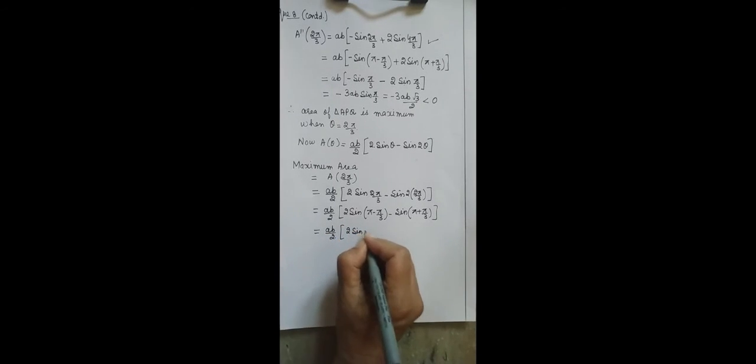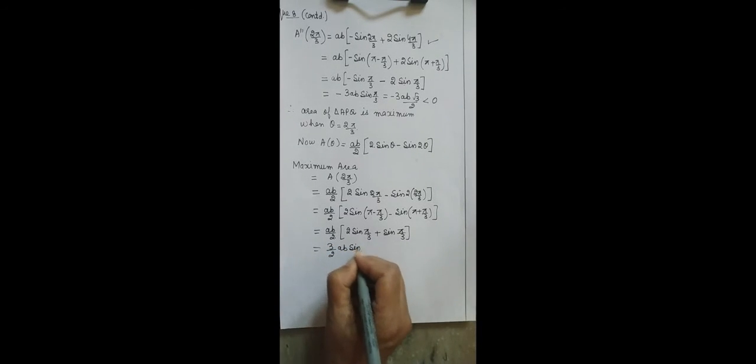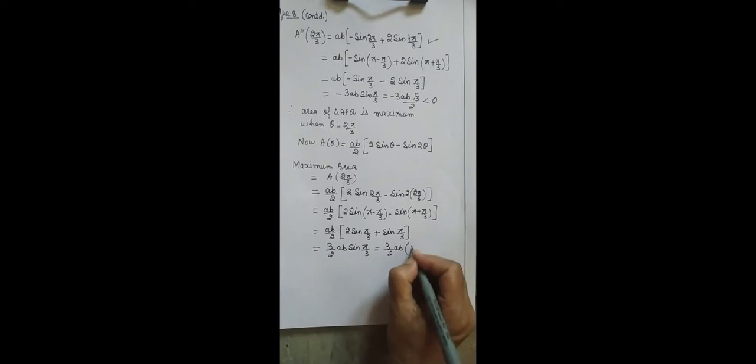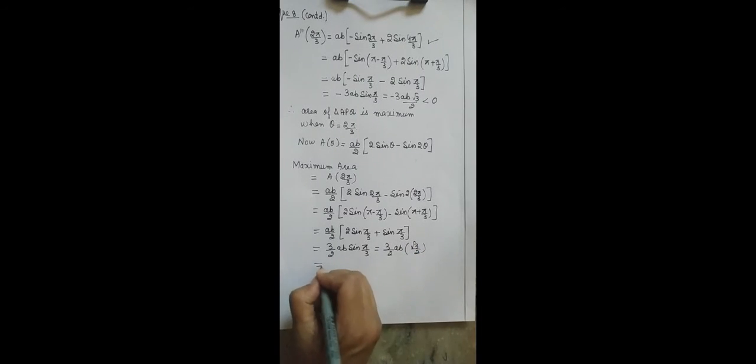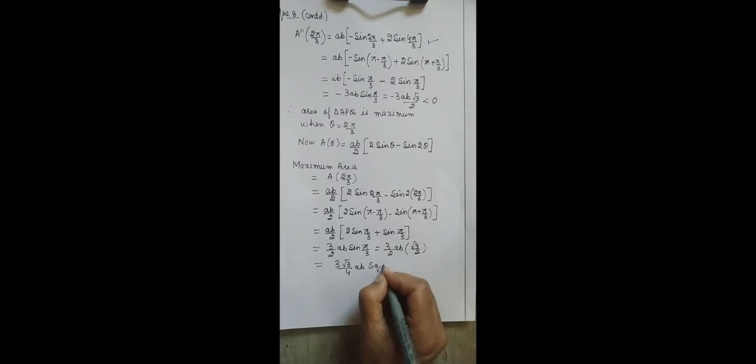This is AB upon 2 times twice sine pi by 3 plus sine pi by 3. So obviously now this will be 3 upon 2 AB sine pi by 3, which gives me 3 upon 2 AB into root 3 by 2. So my final result will be 3 root 3 upon 4 into AB square units, which completes my question number 8 of miscellaneous exercise of chapter number 6.